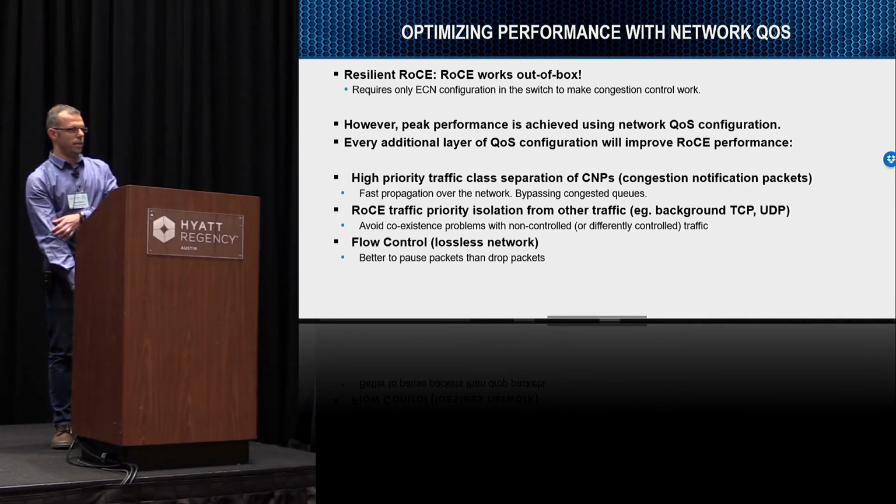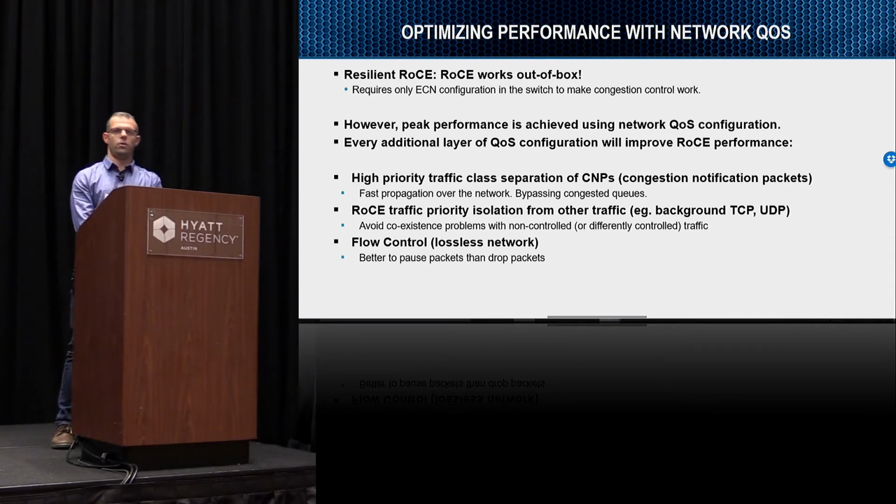However, as in everything that we do, if we want to achieve peak performance, there are still features provided by the Ethernet network with which we can improve performance. Each additional layer of quality of service configuration will improve the performance, as listed in the next examples.